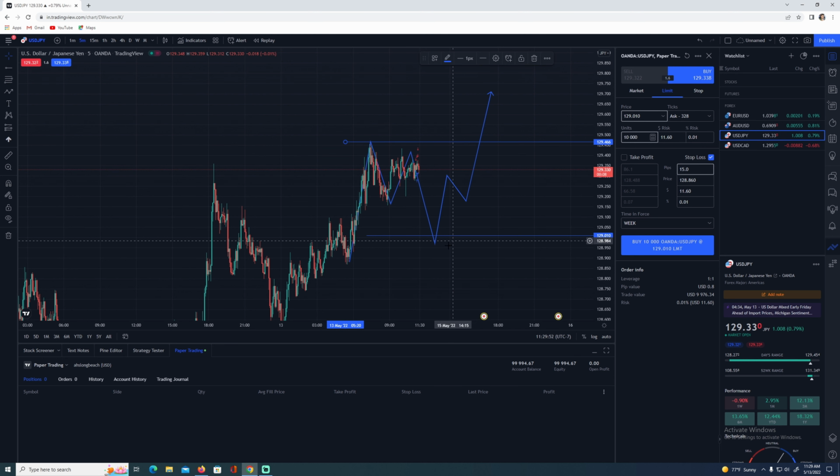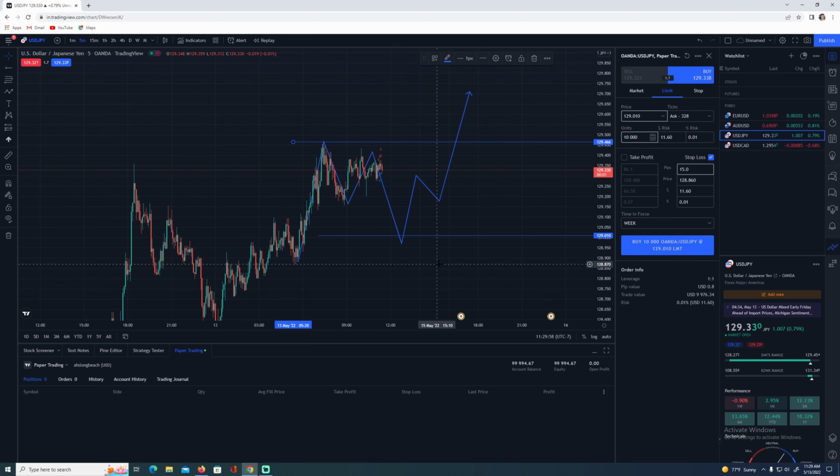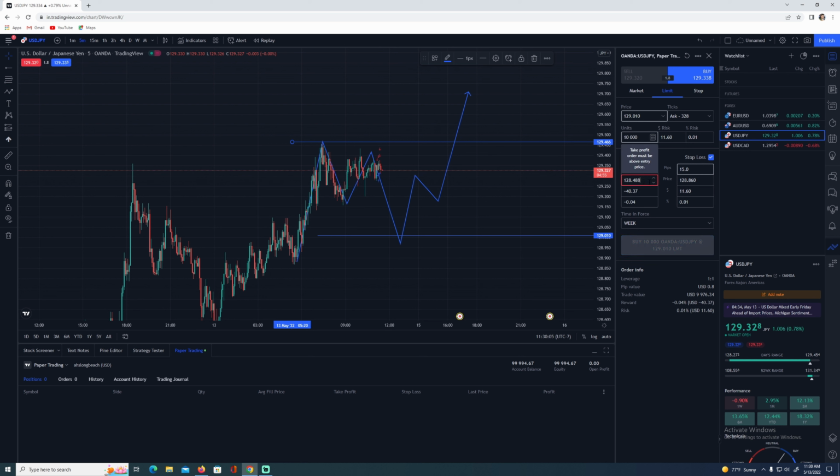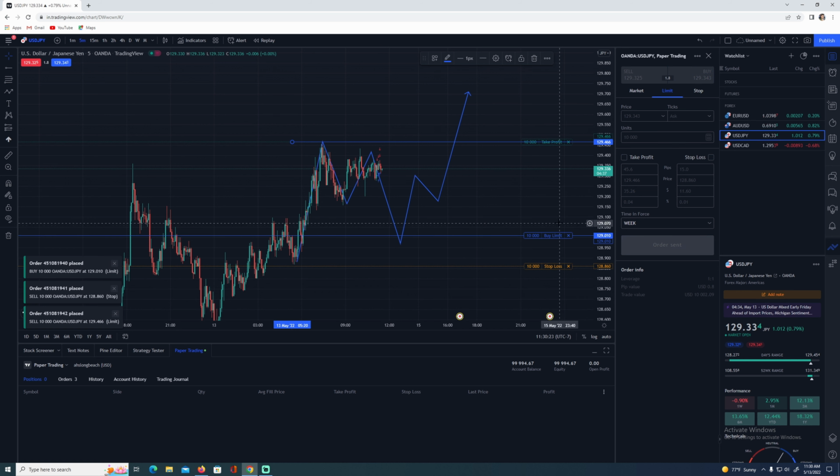So our order is going to be here, stop loss is going to be here, and our take profit is going to be here, right? To continue up, a trend continuation. So we want our take profit to be at 129.466. So our take profit is going to be 129 point, what is it? 466. Okay. So now we have this order all dialed in, which is place order.